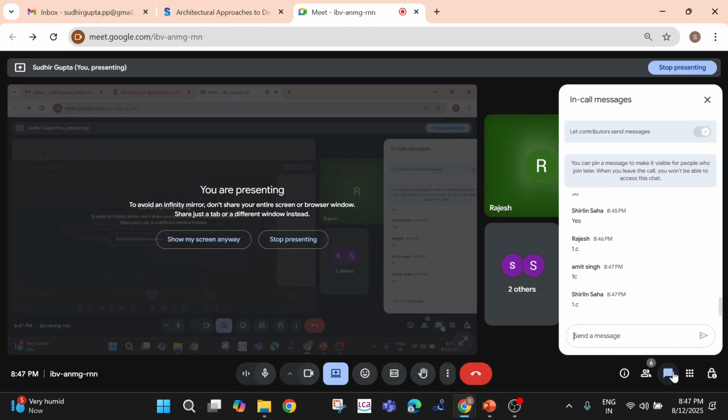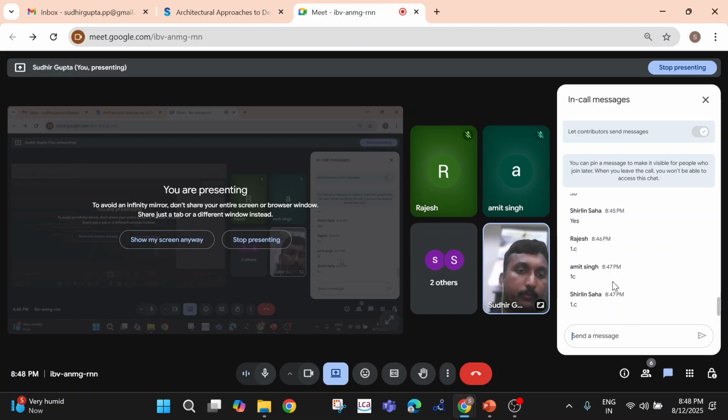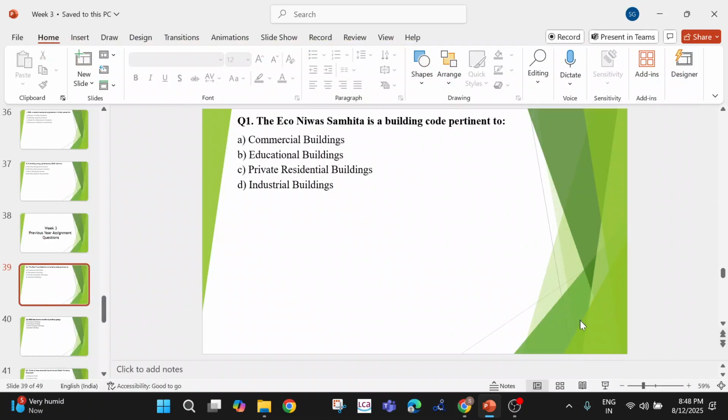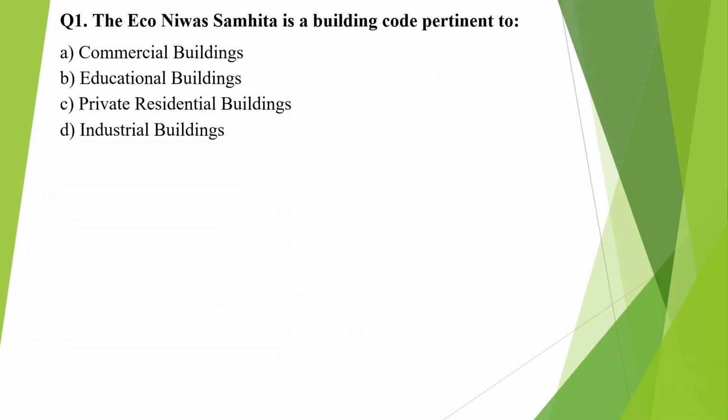Yeah, so we have received several answers for this question number one. Most of you have opted option C, as I can see. Not most of you, all of you. All of you have opted option C. So option C, whoever has opted, they are absolutely correct.